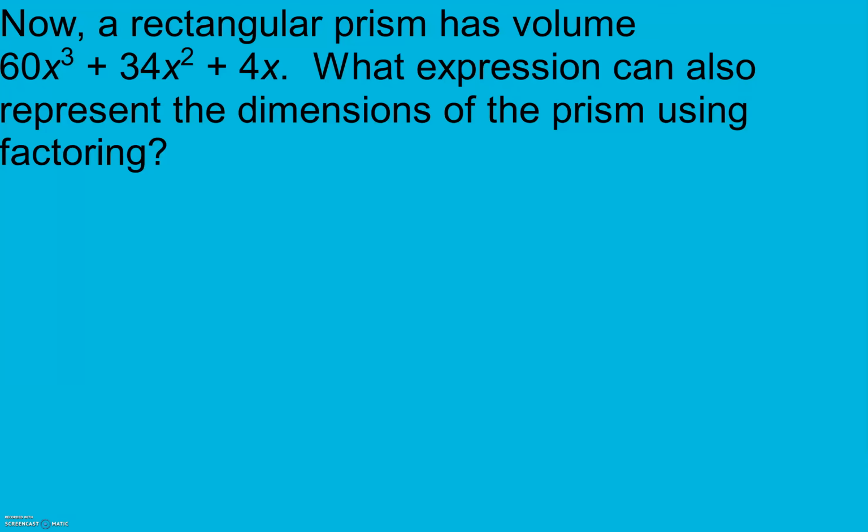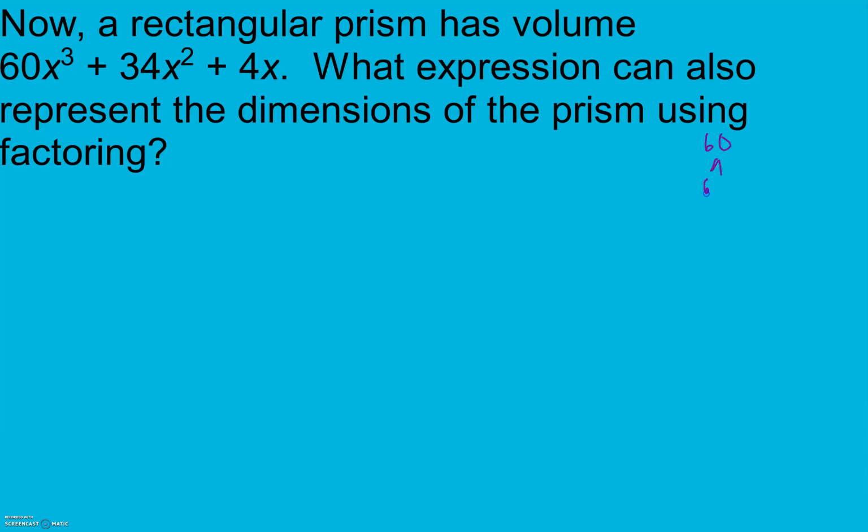Continuing on in section 8.8 here. Now, a rectangular prism has a volume of 60x cubed plus 34x squared plus 4x. What expression can also represent the dimensions of the prism using factoring? So here, guys, again, we're going to want to check for a greatest common factor.